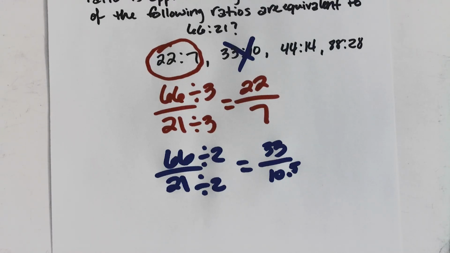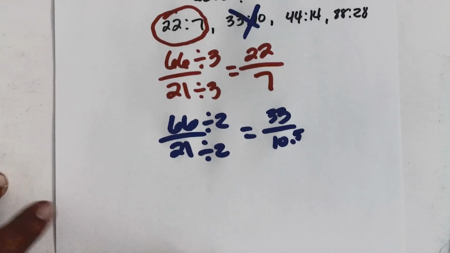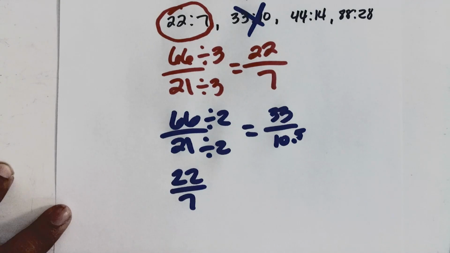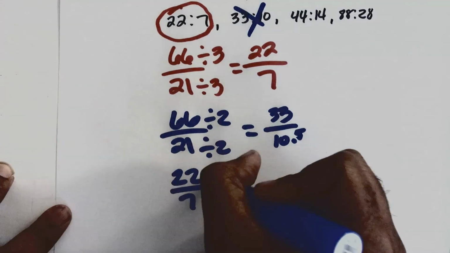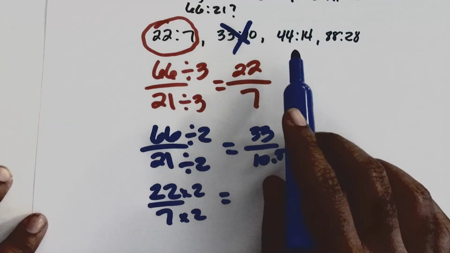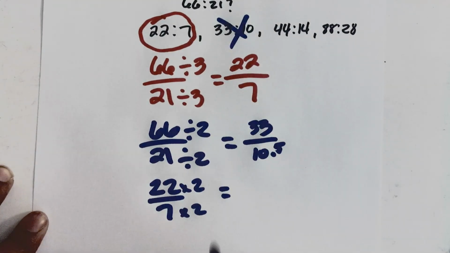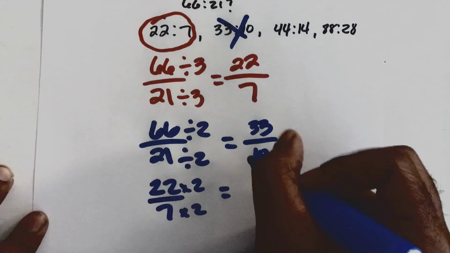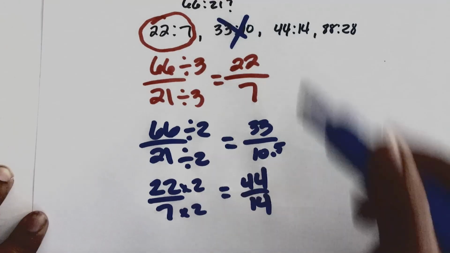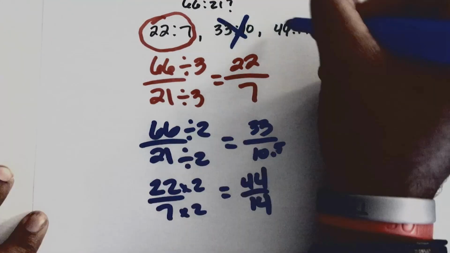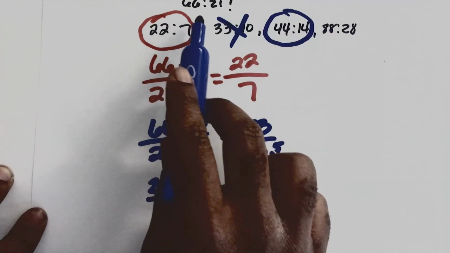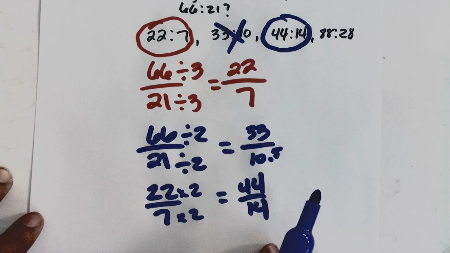All right, so since I know that 22 to 7 is equivalent, I can use that to help me. So I'm going to multiply 22 to 7 both by 2 to see if 44 to 14 is one of my equivalent ratios. 22 times 2 is going to give me 44. 7 times 2 is going to give me 14. Is that equivalent? Correct. So I know that 44 to 14 is equivalent to 66 to 21. Good job.